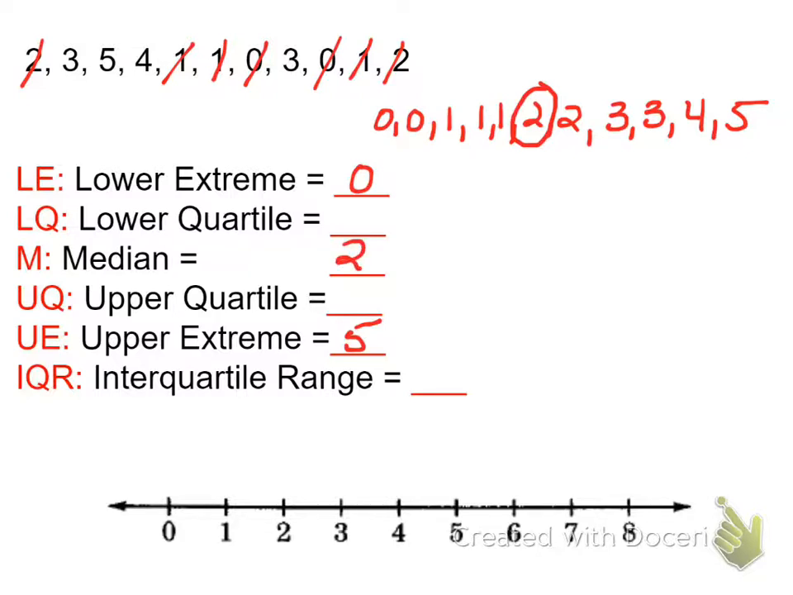Now, we're going to find the middle of the lower numbers. What's that? 1. Middle of the upper numbers is? 3. Inner quartile range is? 3 minus 1, right? Yes. All right, see if you can draw the graph without my help. Remember, this part you're not graphing, just these first 5 numbers.